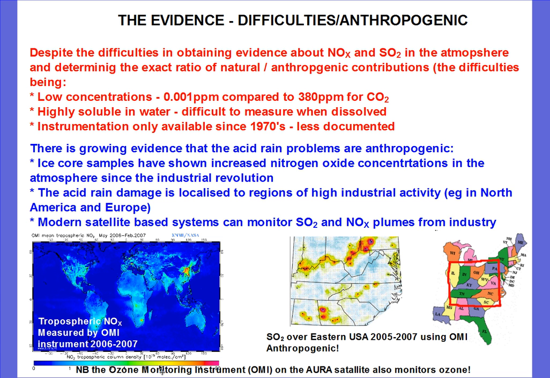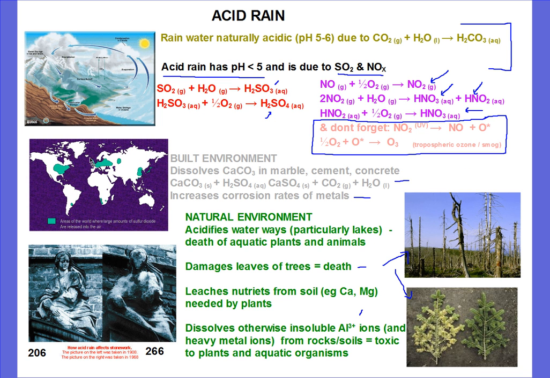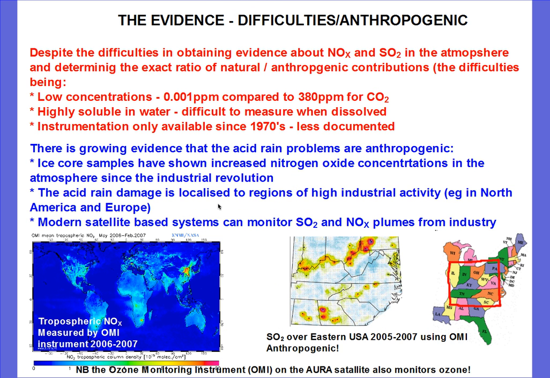If we skip back to the previous slide, we can see a picture where it shows this map of the world here, and you've got these green regions representing places of high acid rain damage, which are in regions of high industrial activity. And also modern satellite-based systems can monitor sulfur dioxide and nitrogen oxide plumes from industry.